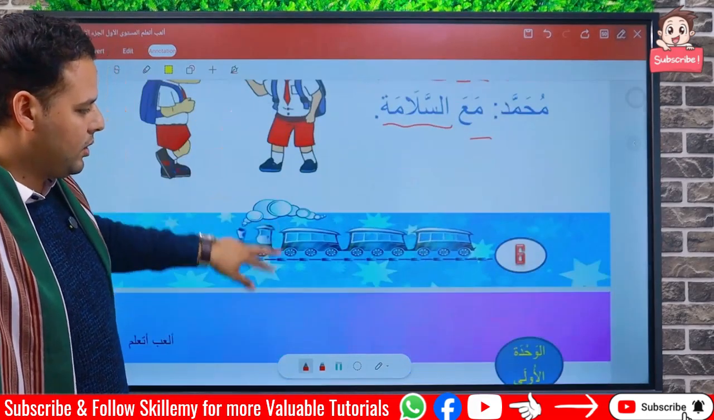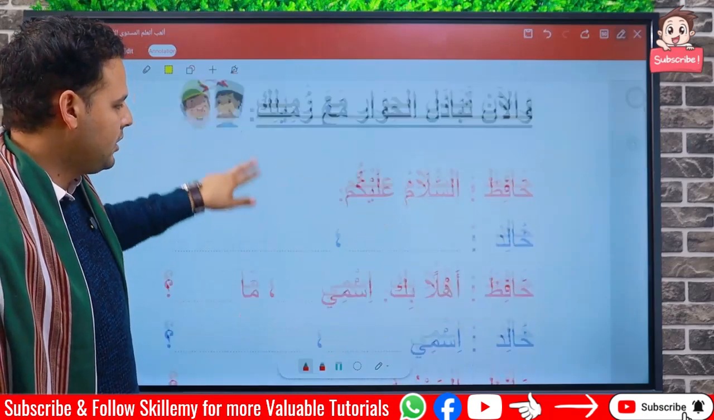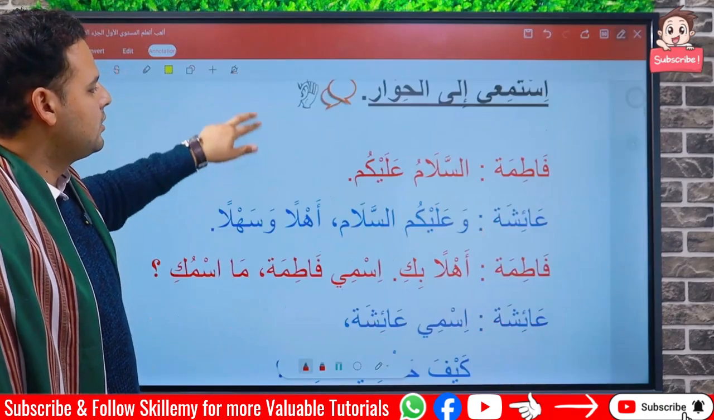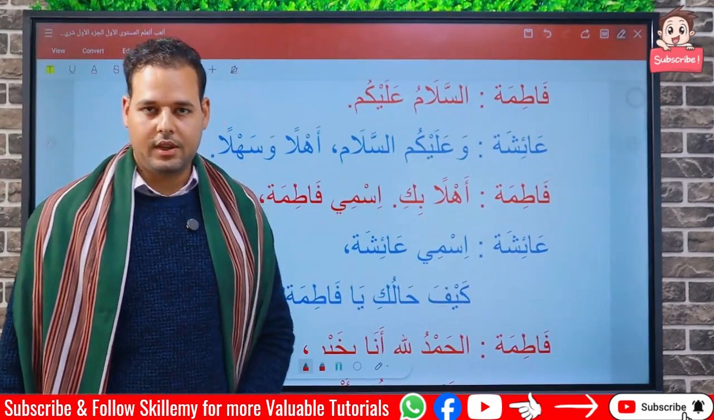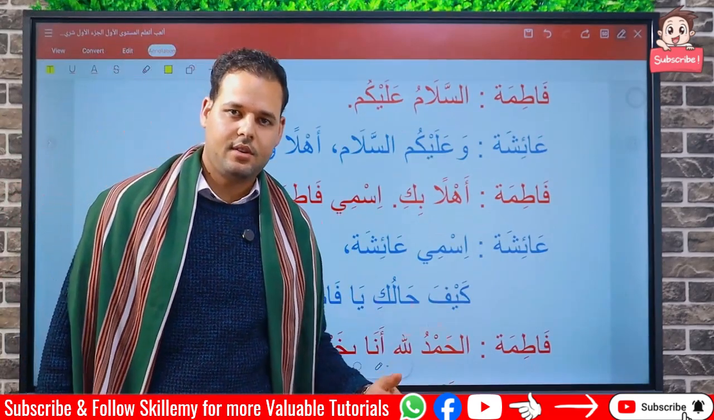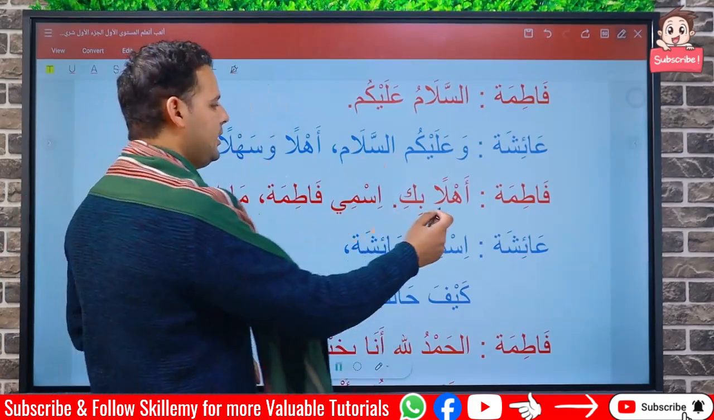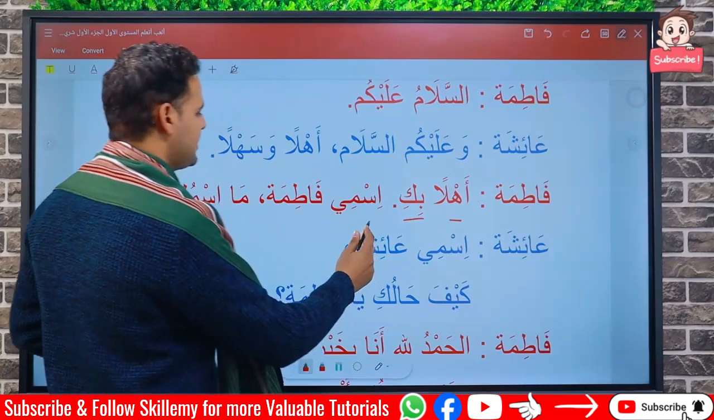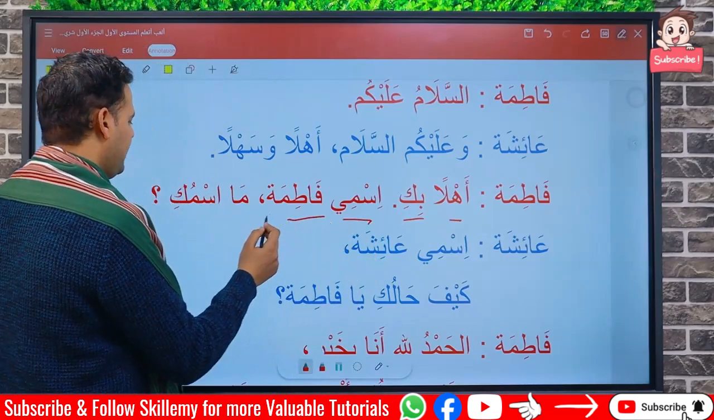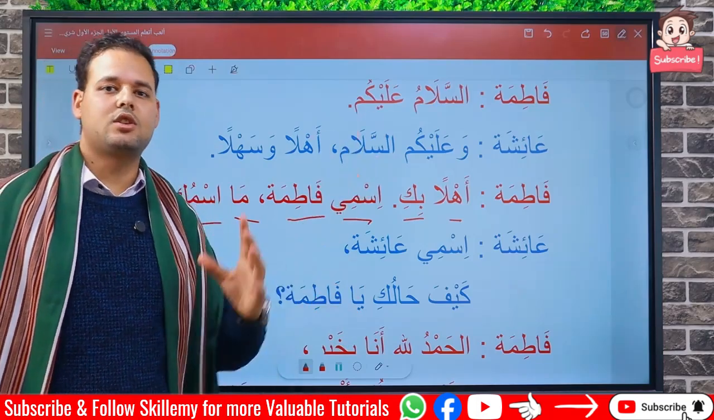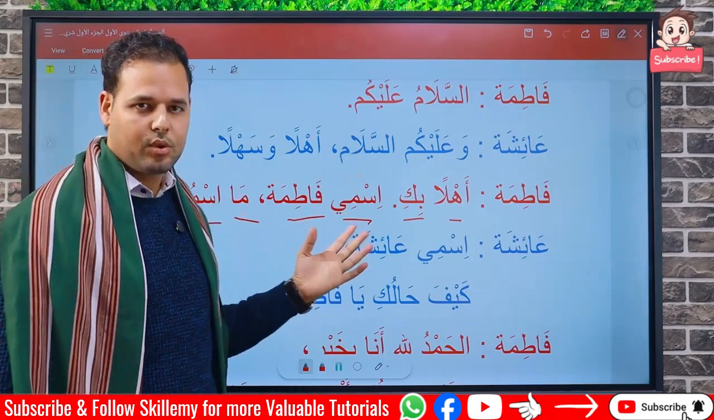And then there is another one here for feminine. Don't leave this one for later on. Alright? Here. The goal right now is to be able to read fast, not to understand. Your reading should be like this. Ahlan bika, ismi Fatima, ma ismuka. As fast as this, not faster than this, not slower than this. So this is the ultimate goal in here.